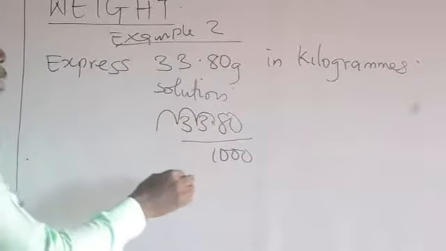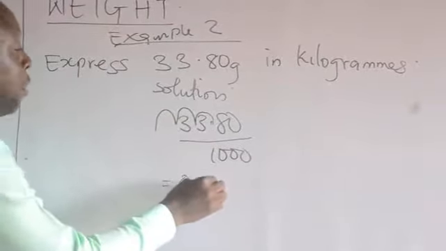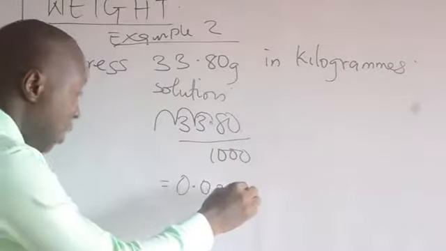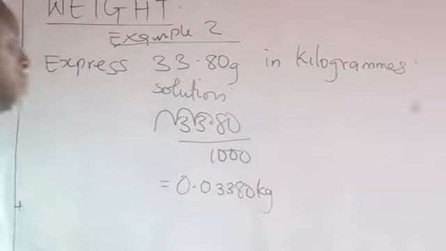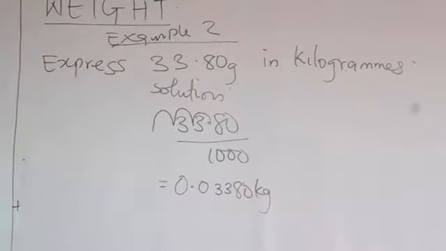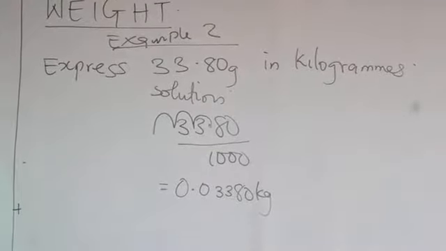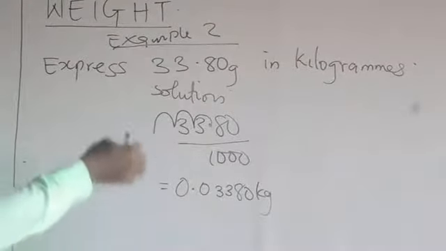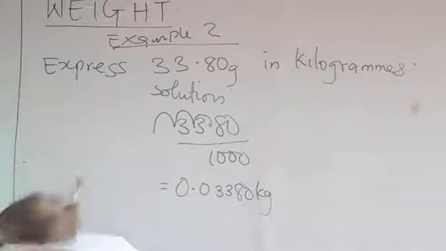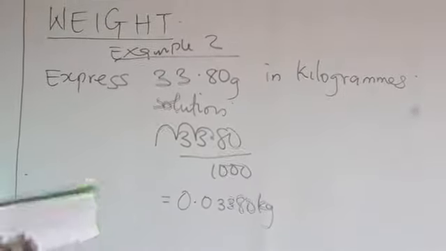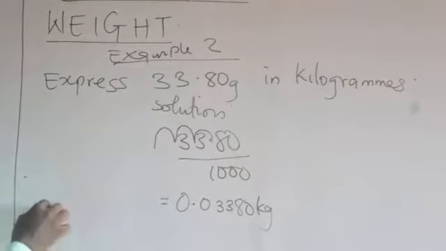It's equivalent to 0.0338 kilogram. So 33.80 gram is equivalent to 0.0338 kilogram.